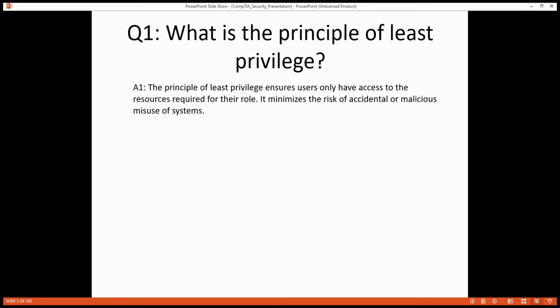Q1. What is the principle of least privilege? A1. The principle of least privilege ensures users only have access to the resources required for their role. It minimizes the risk of accidental or malicious misuse of systems.